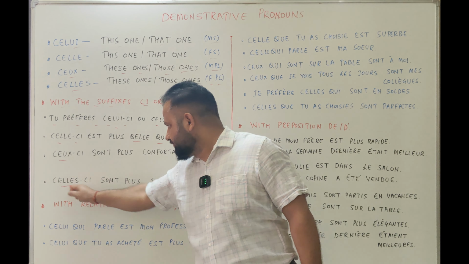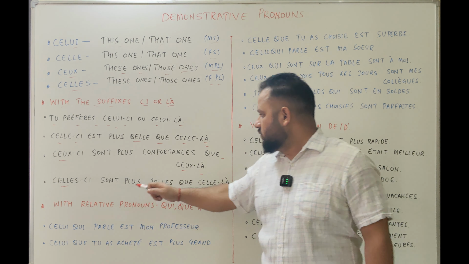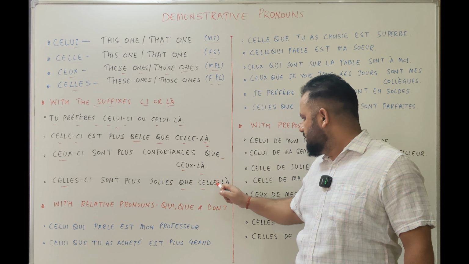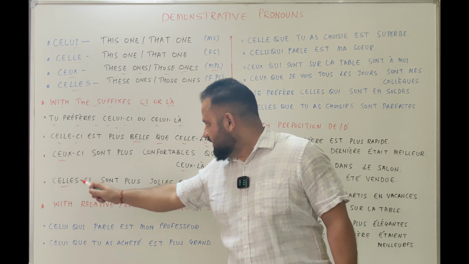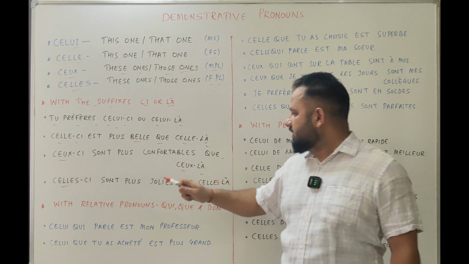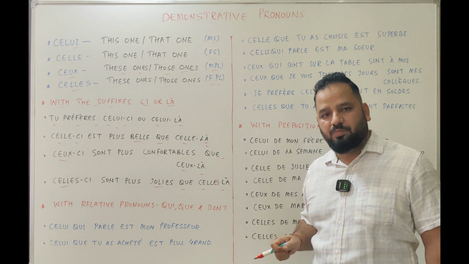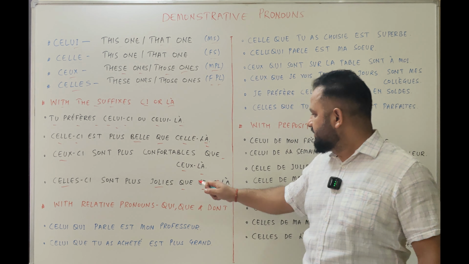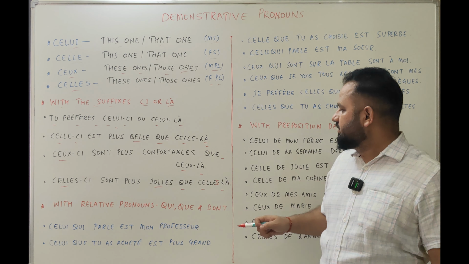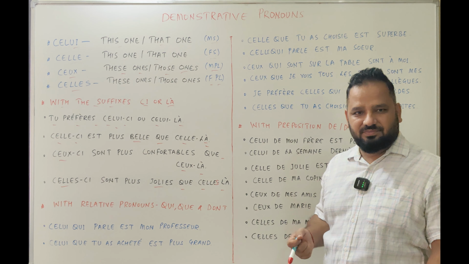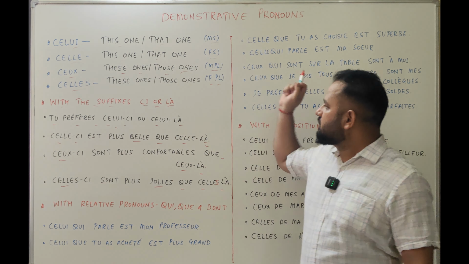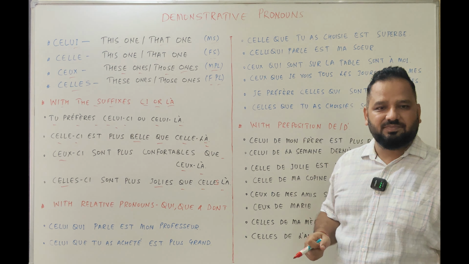Then feminine plural. Celles-ci sont plus jolies que celles-là. Plural. These ones are, what is jolies? Pretty. These ones are prettier than those ones. Celles-ci sont plus jolies que celles-là. Right? So this is when we are using all these demonstrative pronouns with ci and là.